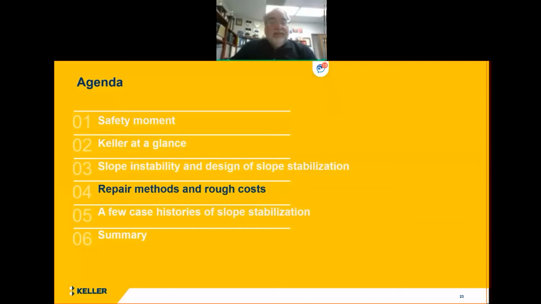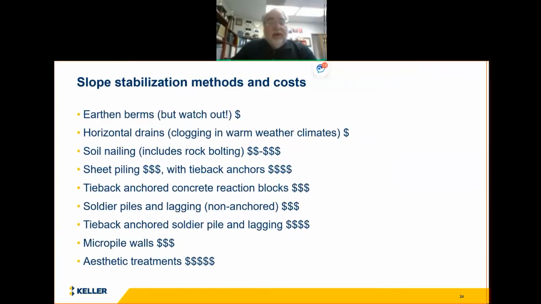So let's talk about some of the repair methods and just talk about some ballpark costs as well on what we can do to repair slopes. So here's a long list of different methods and just some qualitative costs with dollar signs shown here. The most common method for stabilizing slopes is just the earthen berm. I talk about this in that paper I referenced a few slides ago.